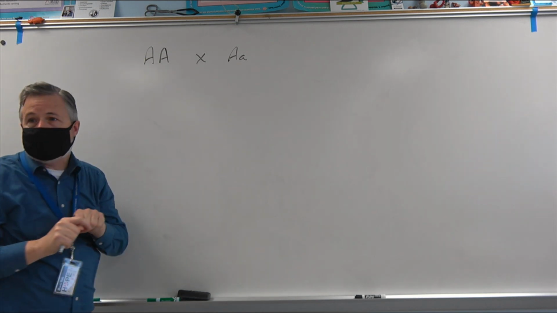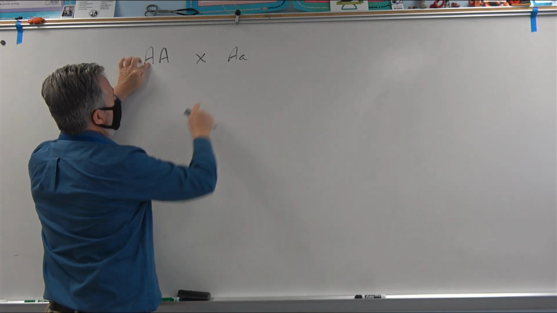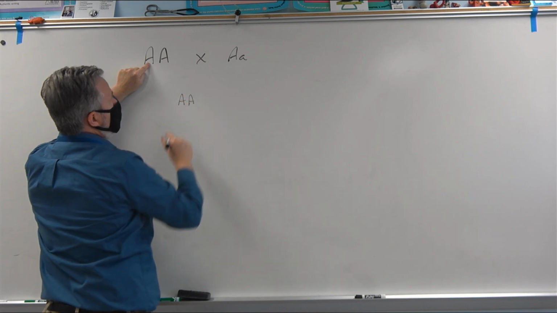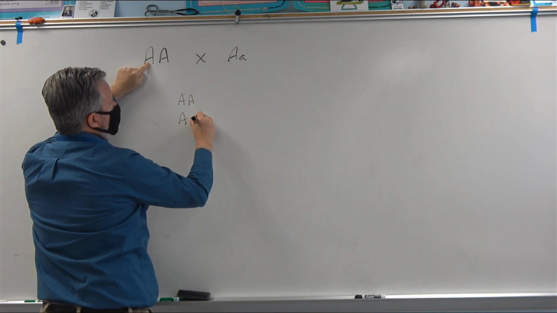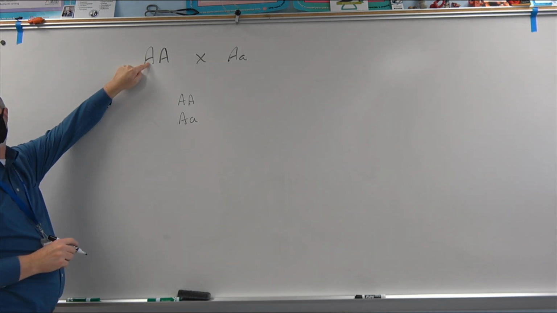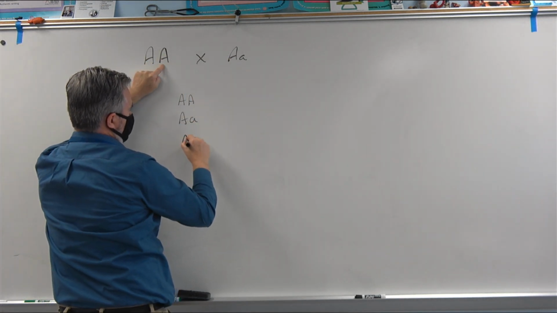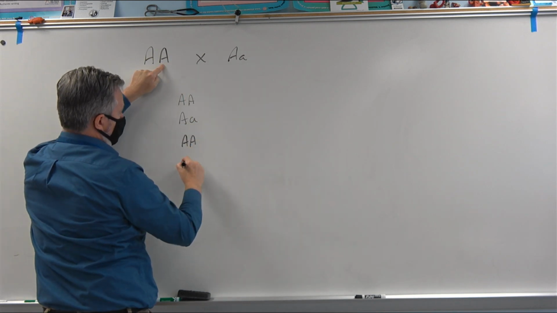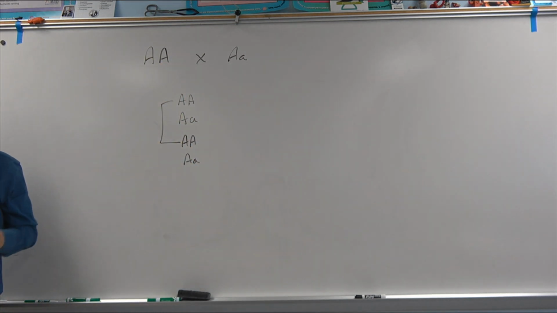Because of segregation and independent assortment, this big A would go with that big A. That would happen, right? This big A would go with that little a, that would happen, correct? The same thing with the other one, that big A would go with that one, so we'd have another one of those. And the same thing here, so it would be 50%. I literally just did the Punnett square without writing everything out. So far, so good? Okay.